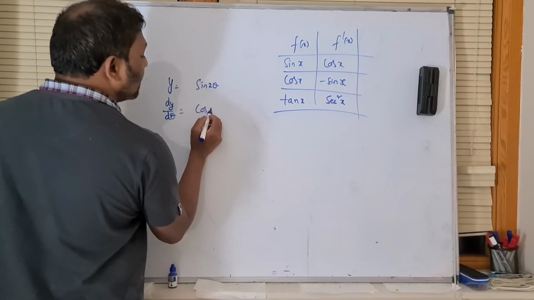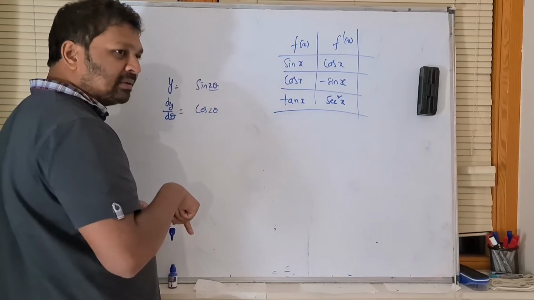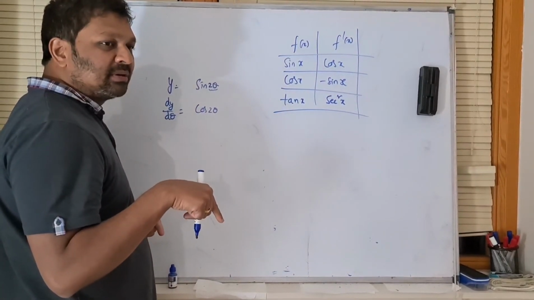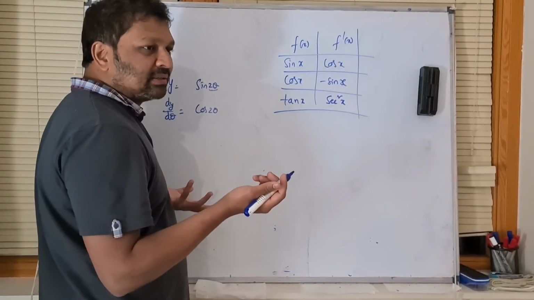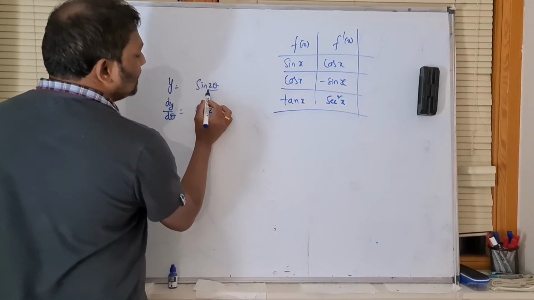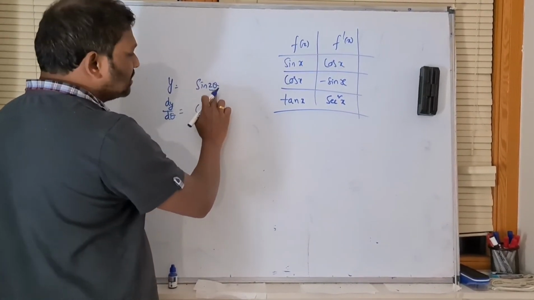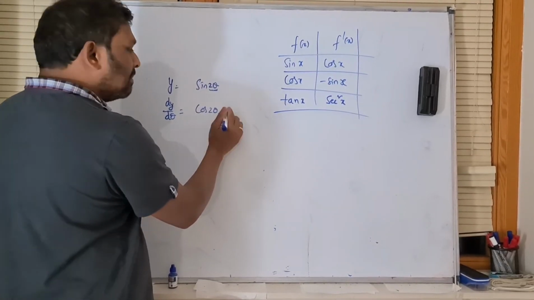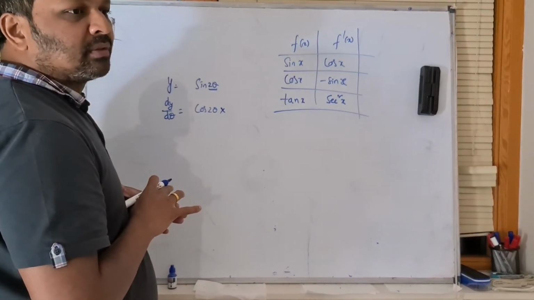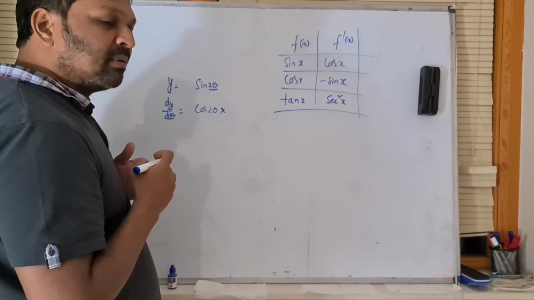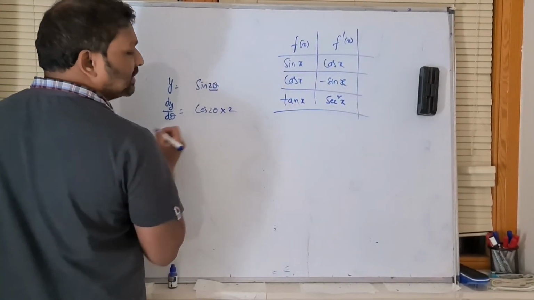Exactly, cos 2 theta. And this is the inner function, so we need to apply the chain rule. You differentiate this one with respect to theta. For sin theta, it is cos theta. Because we have 2 theta, you have to multiply by the differentiation of the inner part. What is the differentiation of 2 theta with respect to theta? It is 2. Okay, that is the answer.